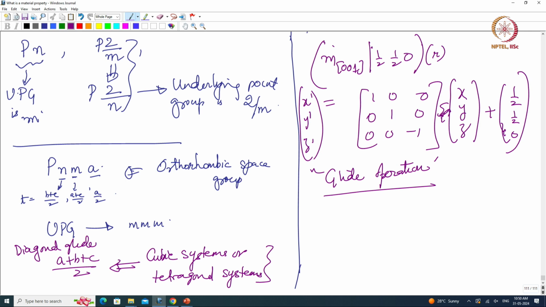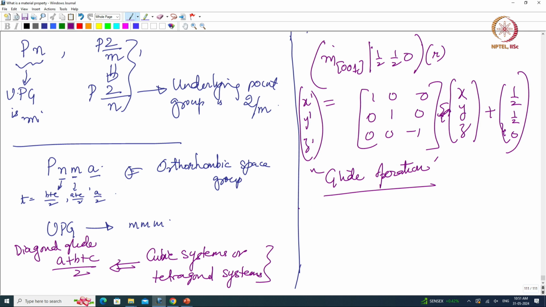Like that I have to keep on doing the glide operations to generate the complete set, just like I did one rotation, then I said even at that point I have a four-fold axis of symmetry, so I do another rotation operation and so on until I come back to my original starting point. That's how I do even the glide operation. There is nothing special about it.